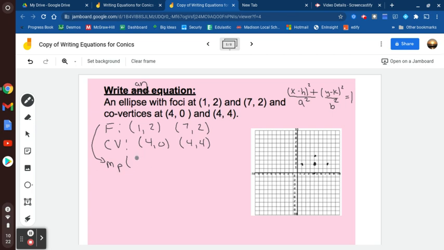So I'm going to say it's 1 plus 7 divided by 2, and 2 plus 2 divided by 2. So the center is 4, 2.